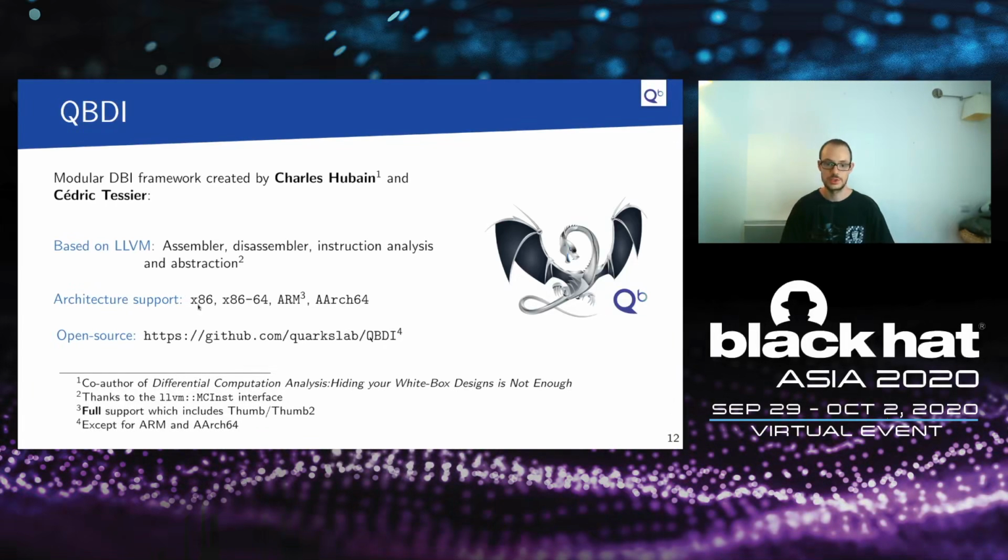So the public version supports x86 and x86-64. In the private branch, we have ARM and ARM64 support. You may also find some pieces of code about ARM support in the public branch, so it works quite well for non-Thumb instructions, but for Thumb and Thumb2 it can be tricky to work with. Also, the project is available on GitHub, so feel free to check it out if you are interested.